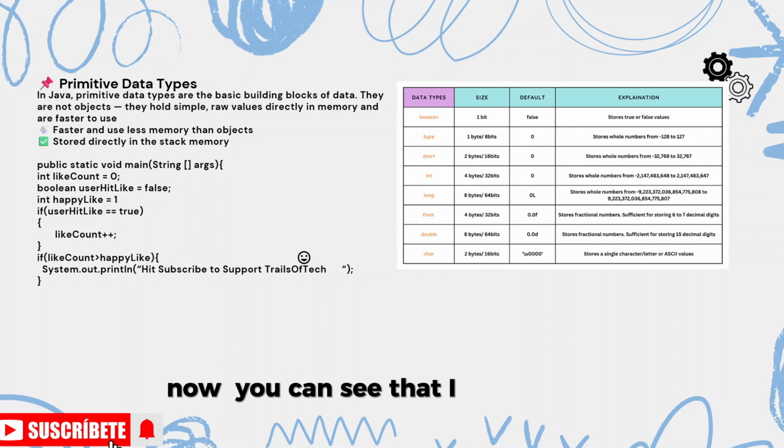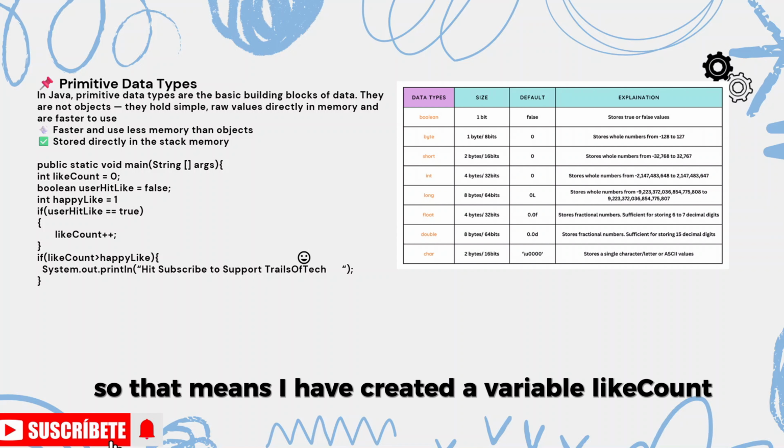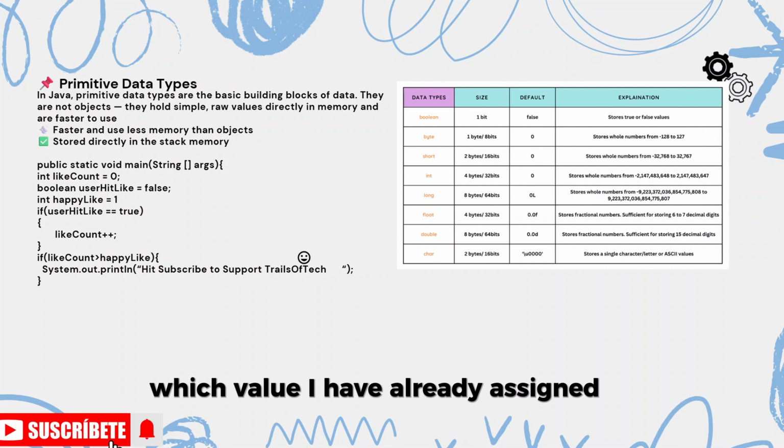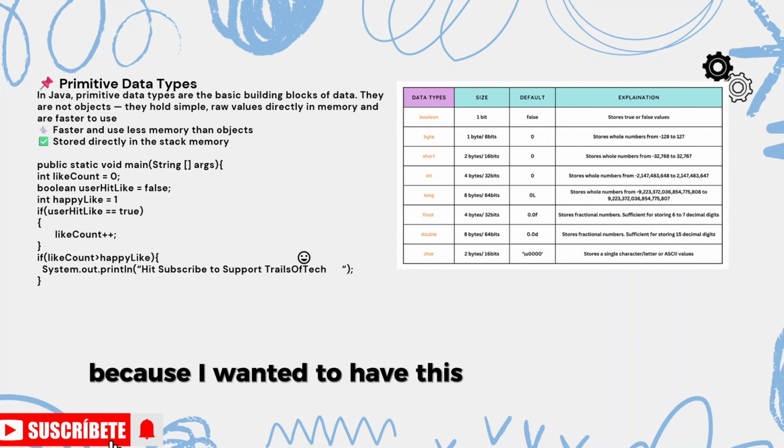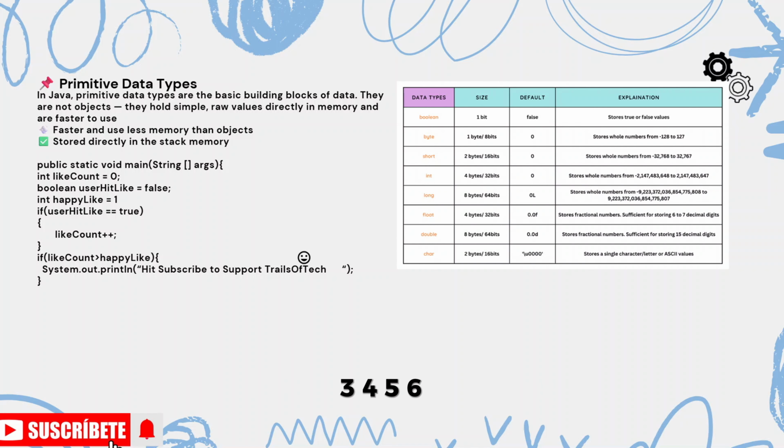Now you can see that I have created a method, public static void main, and int like count equals 0, boolean user hit like equals false. So I have created a variable like count, whose value I have already assigned as 0 and is of data type integer, because I want the like count to go from 0 to 1, 2, 3, 4, 5, 6, 7, 8, 9, 10. And boolean user hit like is true or false. If you have hit the like button, that is true, and if you don't like the video, that is false.